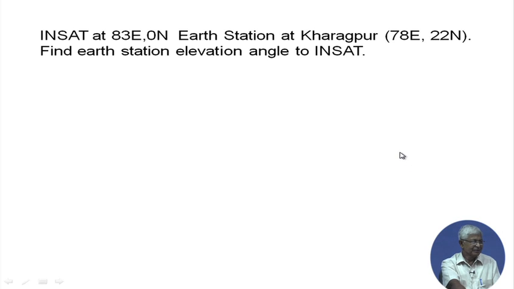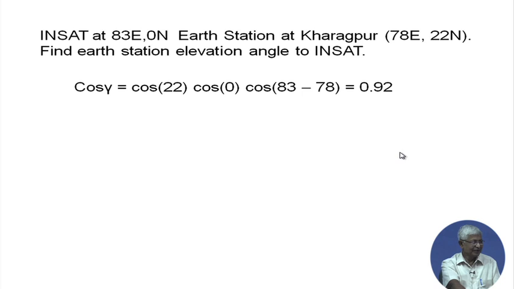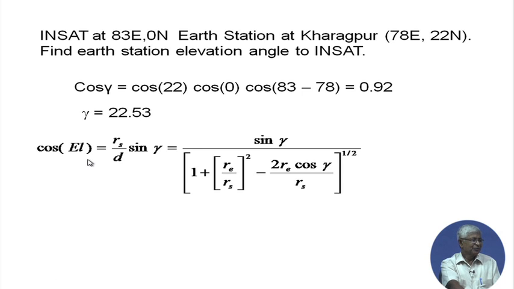Okay, before going to azimuth, let's do some quick calculation. That is INSAT at 83 degree east, and I said here 0 degree north, but people do not say that. 83 degree east, that is geostationary satellite. Earth station at Kharagpur 78 degree east and 22 degree north. Find the earth station elevation angle to the INSAT. Since it is a geostationary satellite, you can put those numbers and find out the cos gamma as 0.92 and therefore, gamma is 22.53 and you put cos elevation is the same expression and find out what is the number.